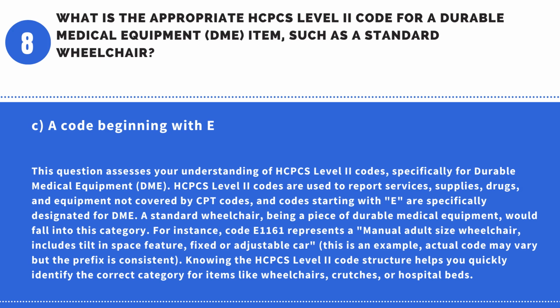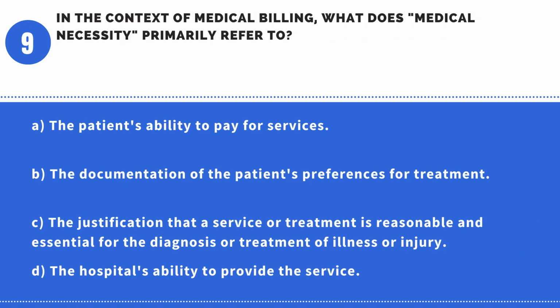For instance, Code 1161 represents a manual adult-size wheelchair, includes tilt-in-space feature, fixed or adjustable car. This is an example. Actual code may vary, but the prefix is consistent. Knowing the HCPCS Level II code structure helps you quickly identify the correct category for items like wheelchairs, crutches, or hospital beds. Question 9. In the context of medical billing, what does medical necessity primarily refer to?